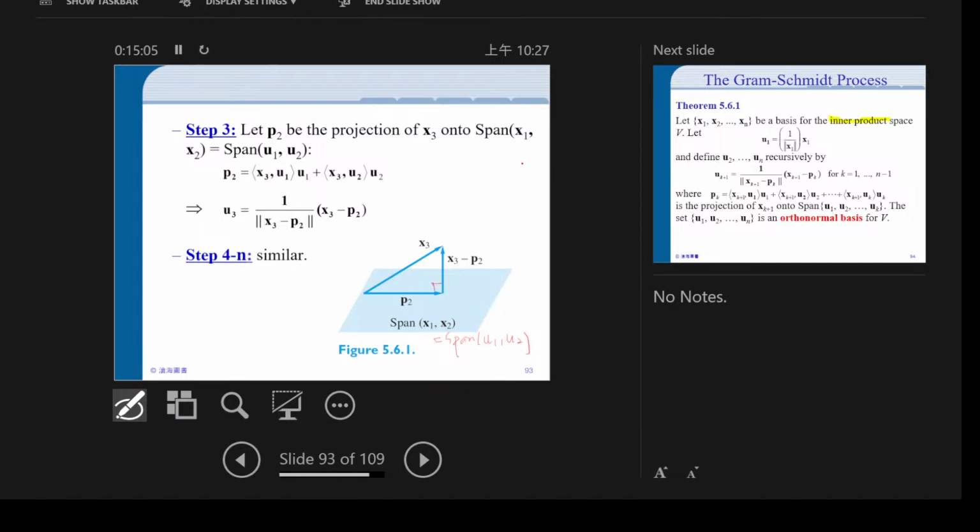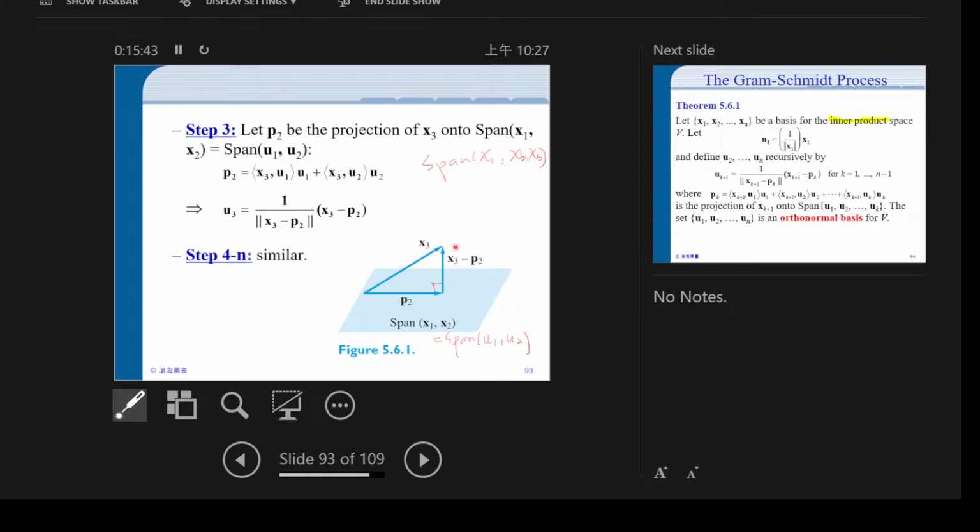Okay. And then we continue this, and now we want to find the orthogonal basis for the span of x1, x2, x3. So the next step, we want to find u1, u2, u3, to be a basis for the span of x1, x2, x3. And this is the same thing. We have x3, which will be outside of the span of x1, x2, because we know x3 is linearly independent from x1, x2.